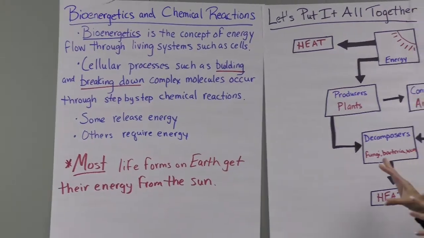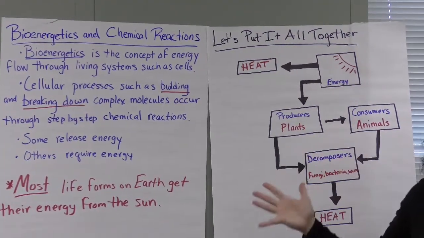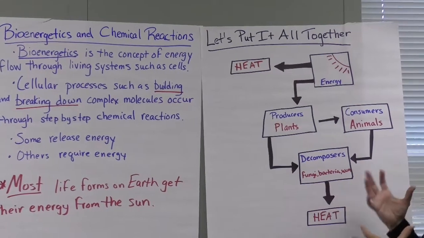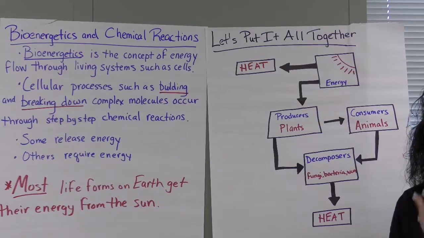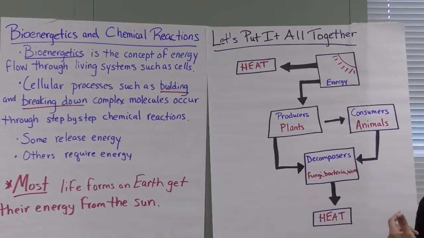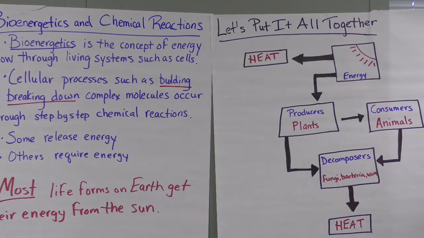This is what I've done, kind of made a flow chart for you. This is bioenergetics. It's the concept that energy flows through living systems such as cells. We don't have stagnant energy. We have to have a constant energy flow. So we're going to build up and break down, that anabolism, catabolism thing, through step-by-step reactions. Some of them are going to release energy, some of them are going to require energy.